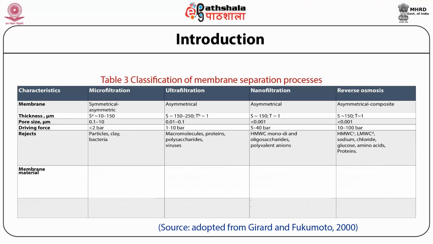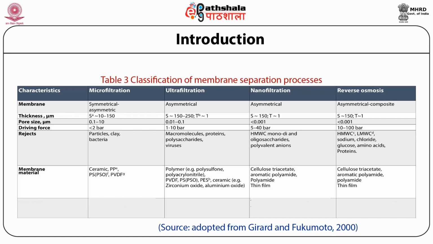Nanofiltration rejects high molecular weight components, mono and di oligosaccharides, polyvalent ions. And reverse osmosis rejects high molecular weight components and low molecular weight components like sodium, chloride, glucose, amino acids and proteins. Membrane materials include ceramics, polysulfone, PVDF. In the case of UF, polymers, polysulfone is the membrane material widely used in the dairy industry, particularly for the ultrafiltration membrane. For NF, CTA, and for RO, cellulose and polyamide membranes are also used.